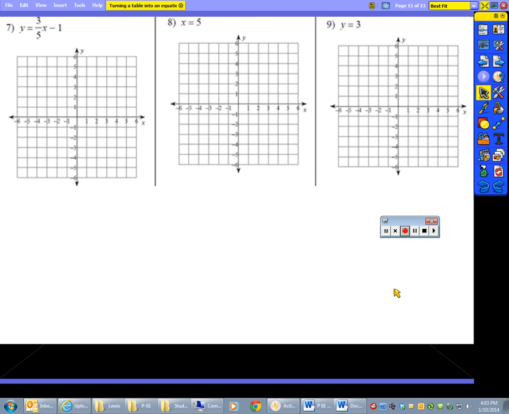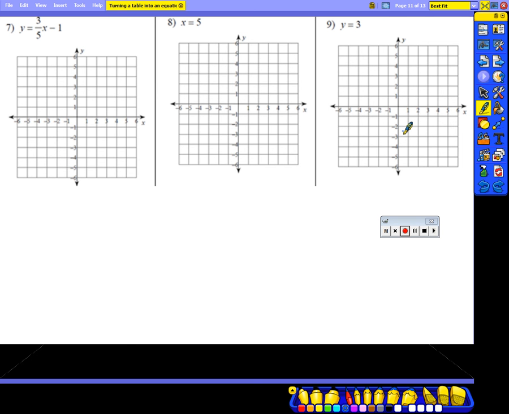Okay, alright, so here we go. This is number 7. My pen's not working. There we go. So number 7 is y equals 3 over 5x minus 1.